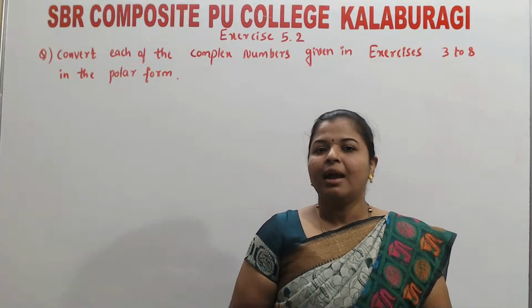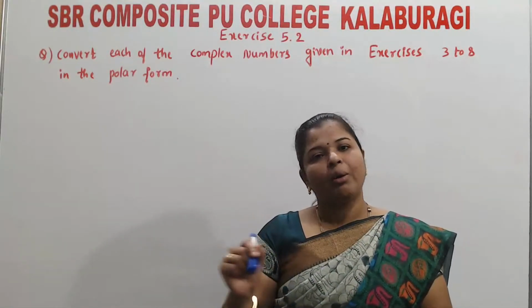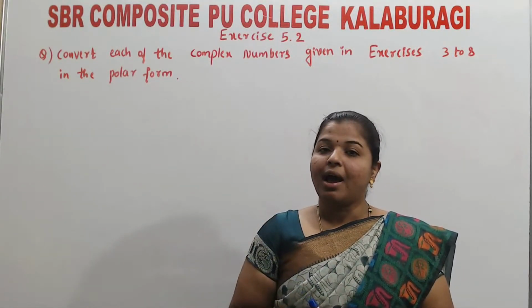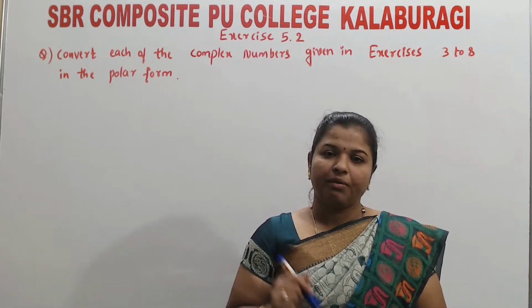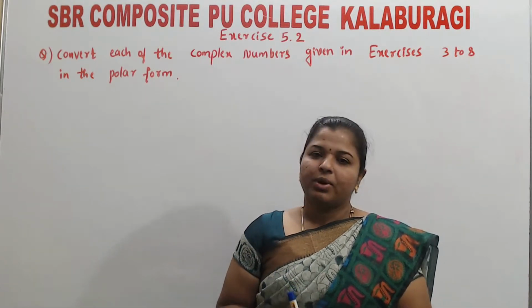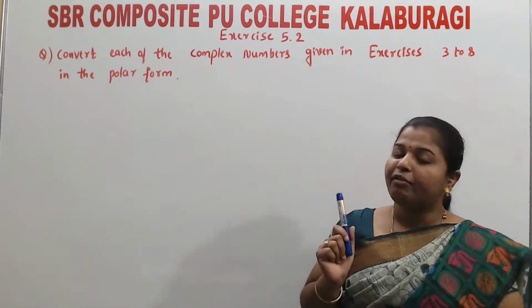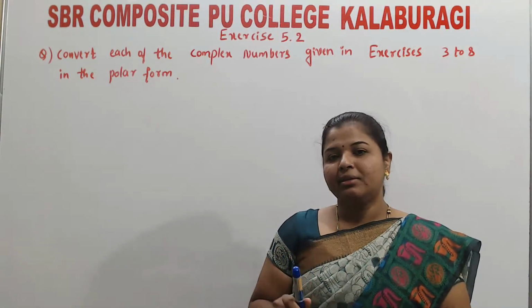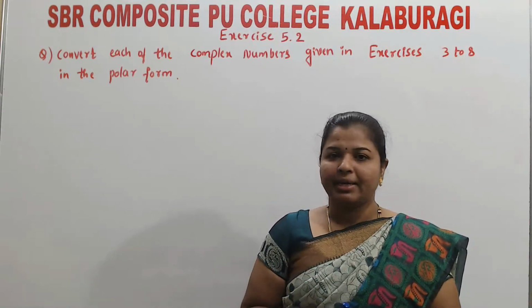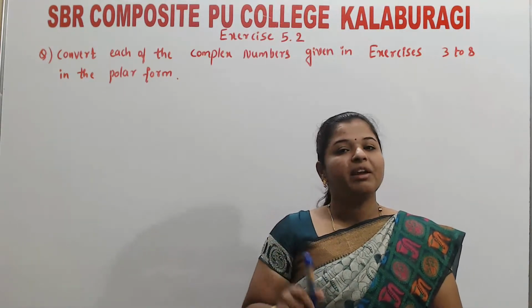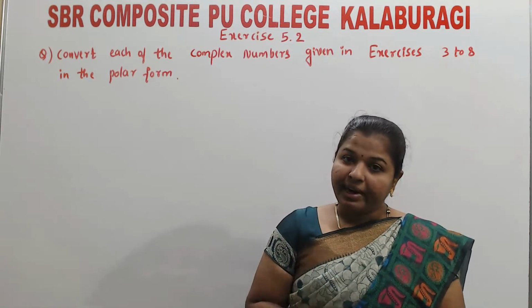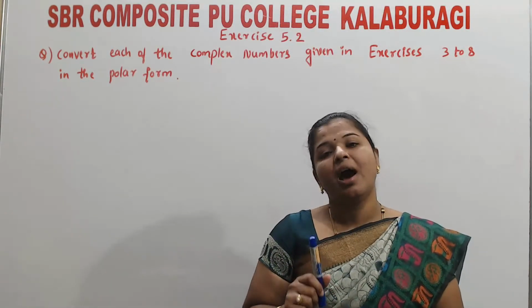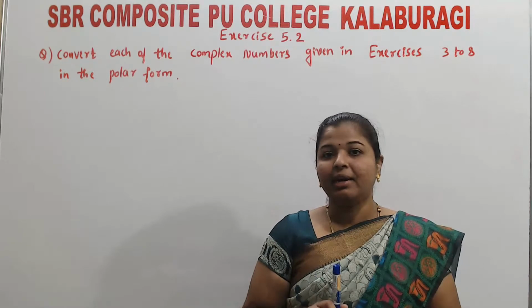Then what is r? r is the modulus of a complex number. So how do we find r? r is equal to square root of x square plus y square, right? For finding theta, which form do we have to use here? Tan theta is equal to modulus of y by x, right? By using this form, we can find the angle. After finding the angle, next what do we have to write? Argument of the complex number, right?